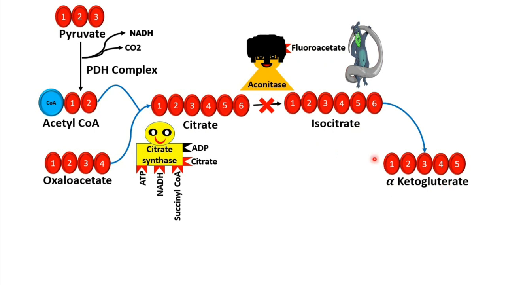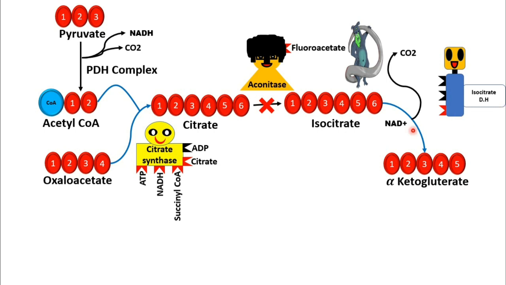alpha-ketoglutarate. So isocitrate has 6 carbon, but alpha-ketoglutarate has 5 carbon. So that means we lost a carbon in the form of CO2. So what is the name of the enzyme which converts isocitrate to alpha-ketoglutarate? This enzyme is called isocitrate dehydrogenase. Whenever we hear about dehydrogenase, of course, we gotta reduce NAD to NADH.